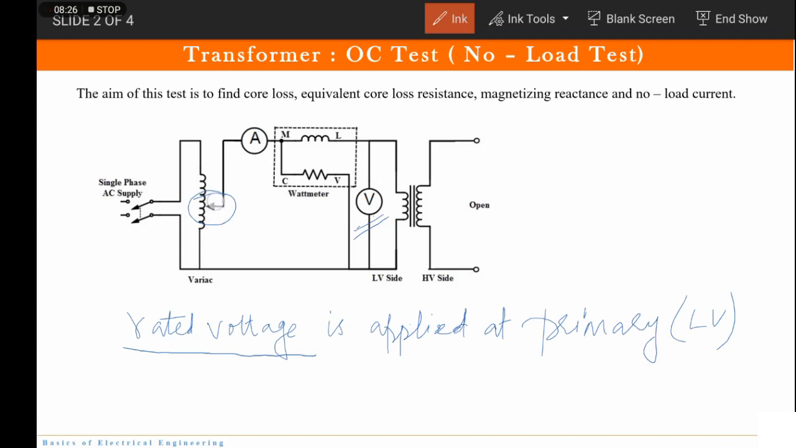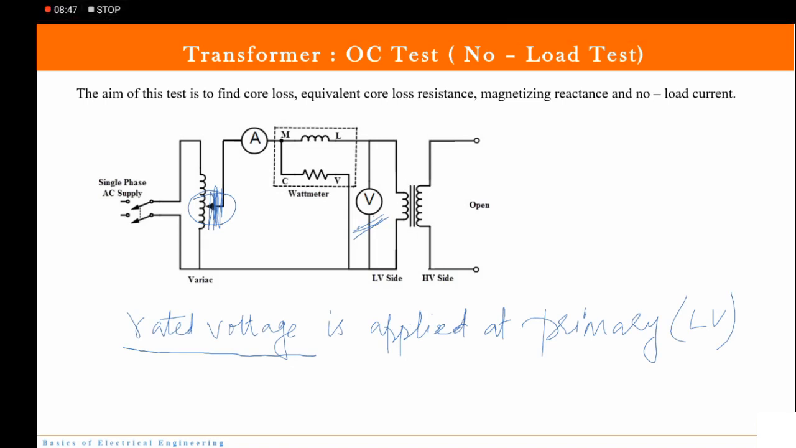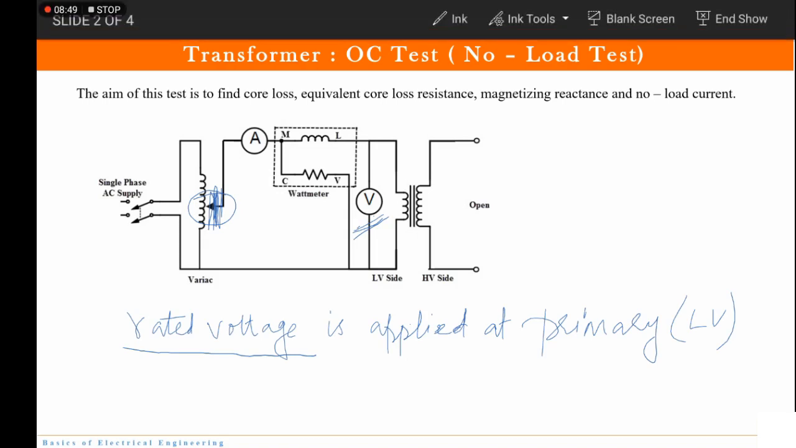So continuously I am varying this, isn't it? I will vary this till the voltmeter shows me 200 and then I will stop. I will not touch that. Then the corresponding wattmeter readings and ammeter readings are taken. Is it clear now? Yes? Okay.